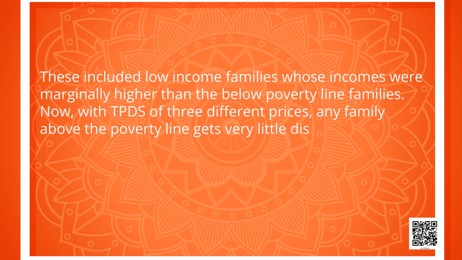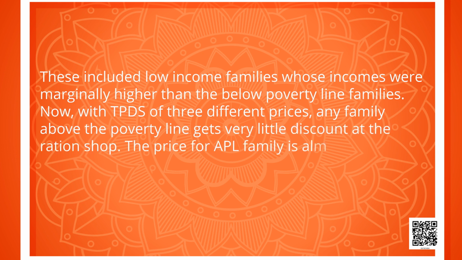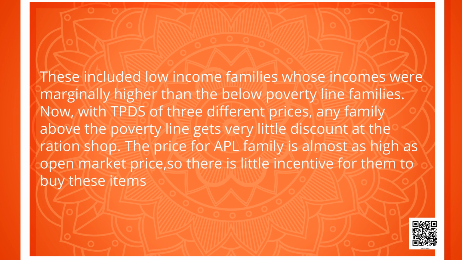Now, with the TPDS, that is Targeted Public Distribution System, of three different prices, any family above the poverty line gets very little discount at the ration shop. The price for APL family is almost as high as open market price. So, there is little incentive for them to buy these items from the ration shop.